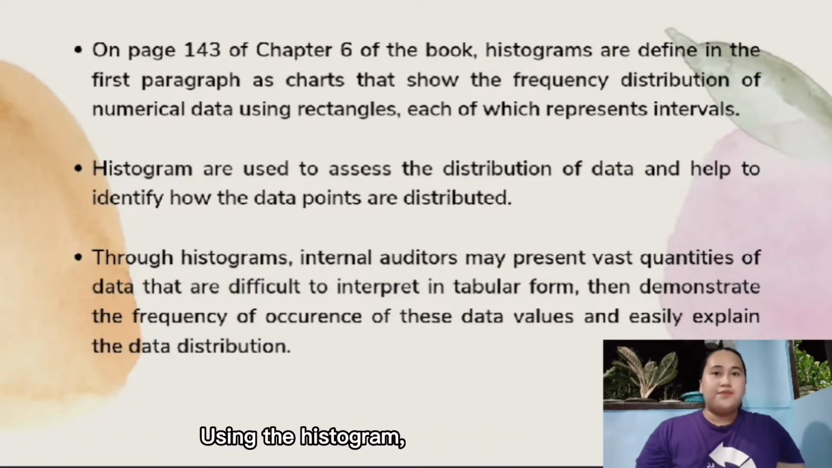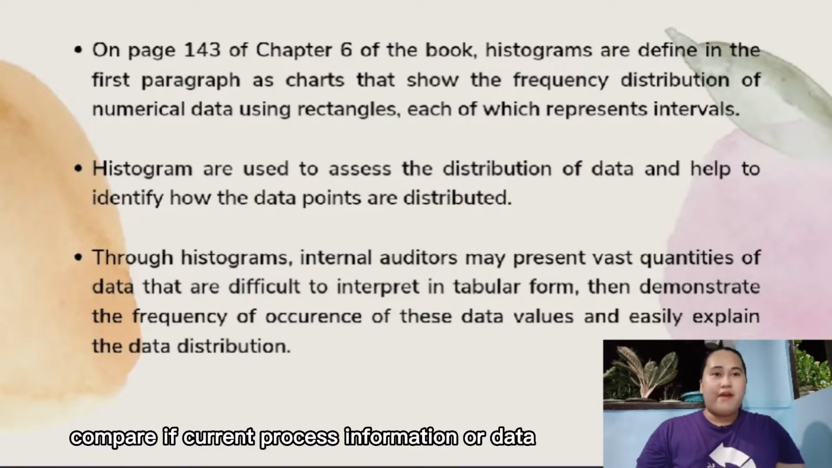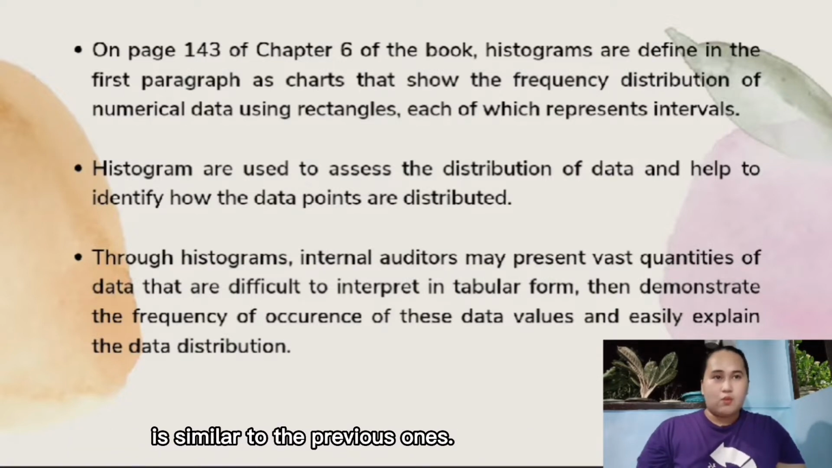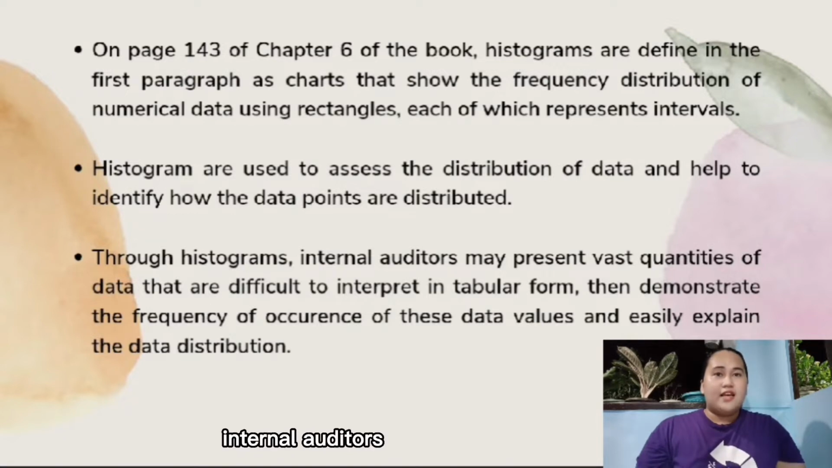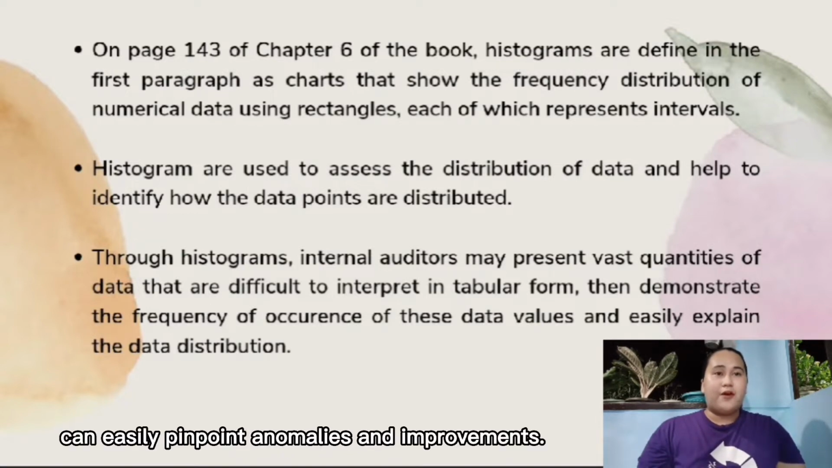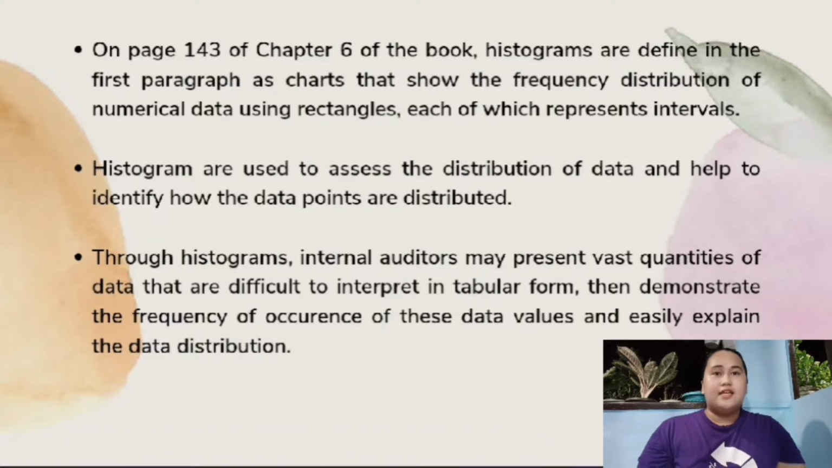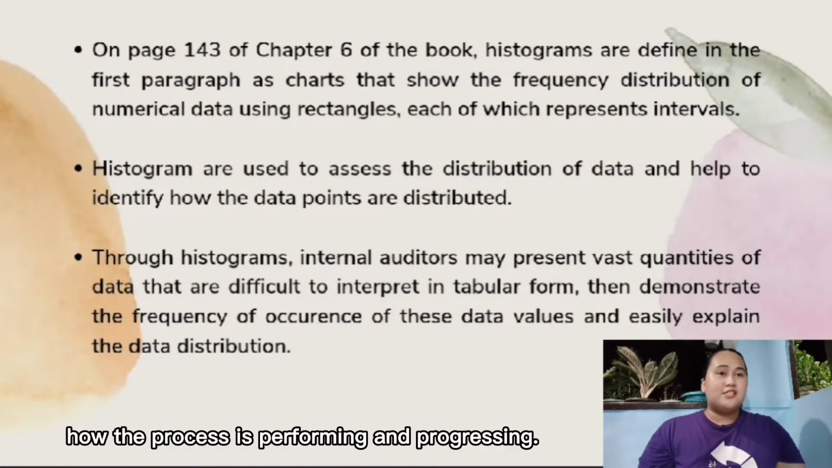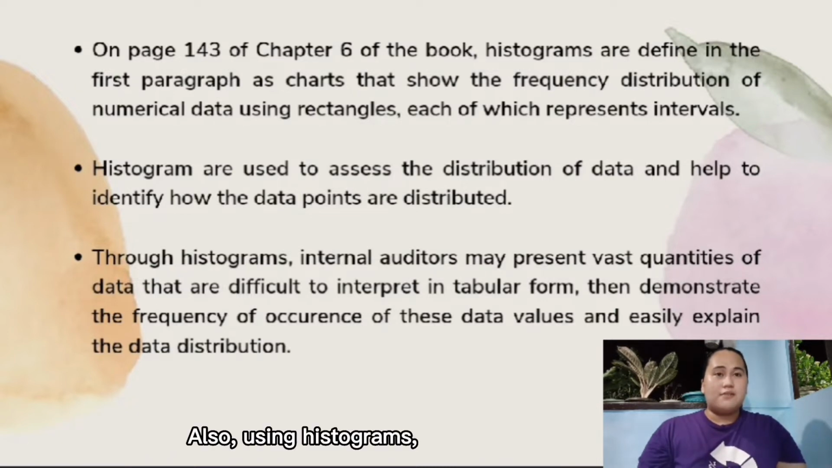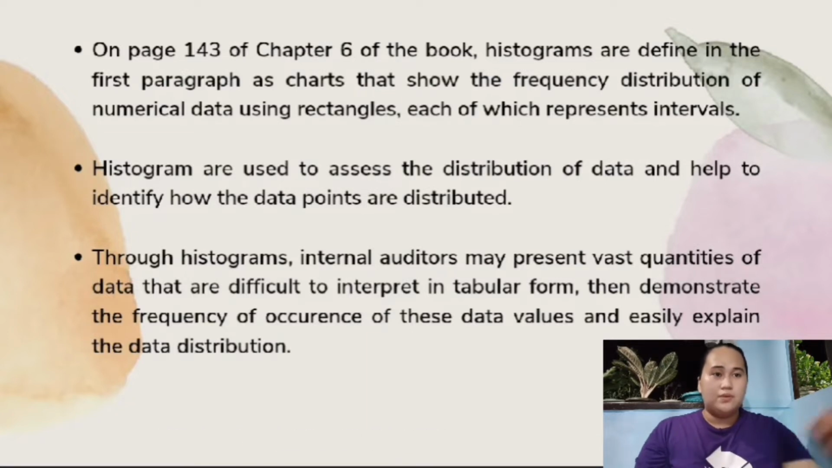Using the histogram, internal auditors can visually compare if current process information or data is similar to the previous ones. In this way, internal auditors can easily pinpoint anomalies and improvements. It can visually show how the process is performing and progressing. Also, using histograms, internal auditors can test if two or more identical processes have the same distribution of data, which will provide a deeper understanding of the process they review.